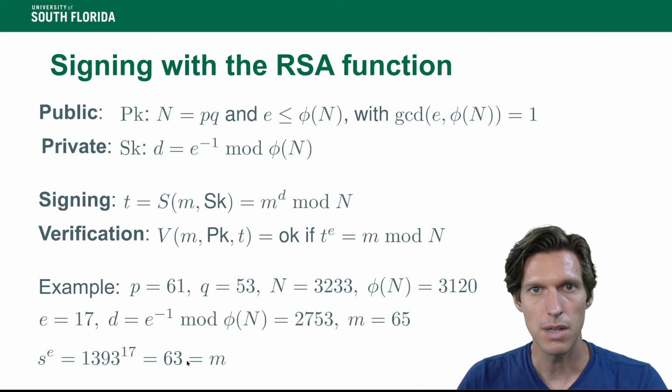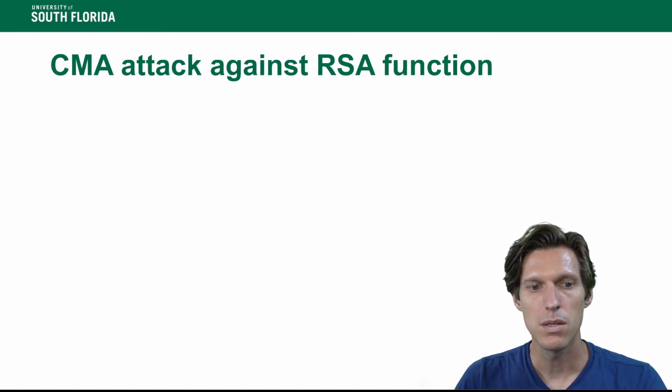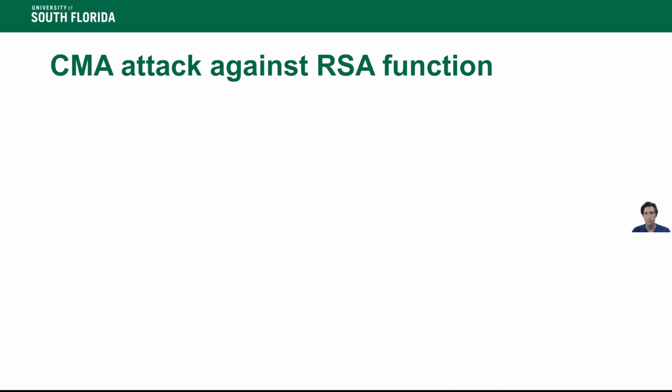So if we see that as the verifier, we decide that the tag was valid, the signature was valid. Now, what is the problem here with this? It has to do with, again, the malleability of the RSA function.